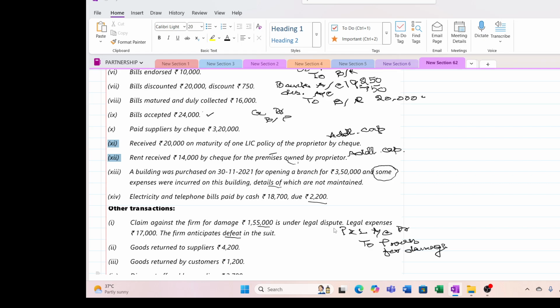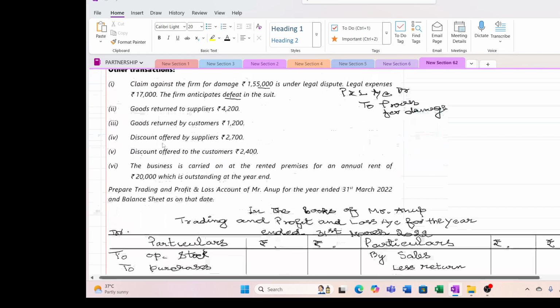Okay. So what is the journal entry? Profit and loss account will be debited and the provision for damages will be credited. We will create the provision and this provision is a liability. Ultimately, this will appear in your balance sheet also. Others are very simple. Goods returned to suppliers is a purchase return. Next one, goods returned by customer is a sales return.